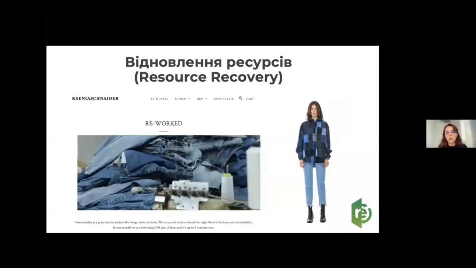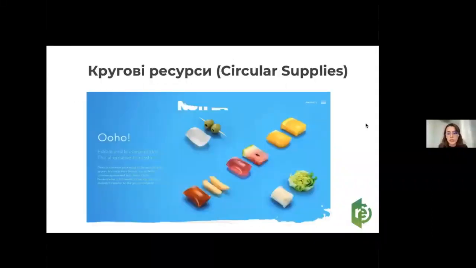Right, the next model is resource recovery. So materials are manufactured using waste. For example, Ksenia Schneider, the Ukrainian fashion company, takes in jeans that are not worn anymore and produces a new pair of jeans. A single virgin pair of jeans, so to speak, requires lots of pesticides and lots of resources to be produced. There's also a huge carbon footprint associated with their transportation, whereas this business model uses resources that are readily available and do not require a huge carbon footprint.